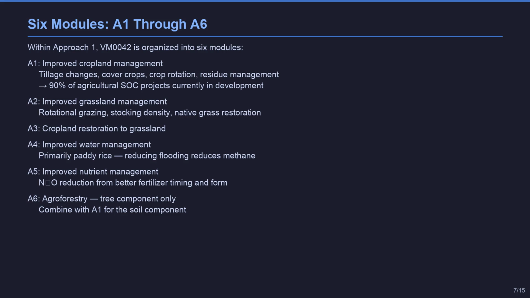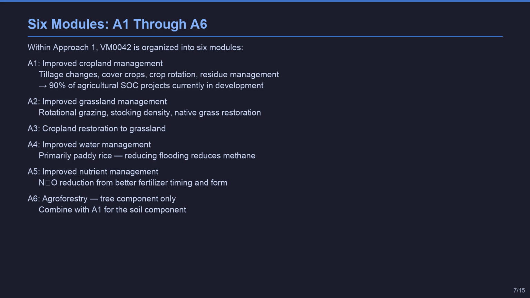Within Approach 1, VM0042 is organized into 6 modules labeled A1 through A6. Each covers a different practice type. Module A1, Improved Cropland Management: Tillage Changes, Cover Crops, Crop Rotation, and Residue Management. This covers 90% of the agricultural SOC projects currently in development.